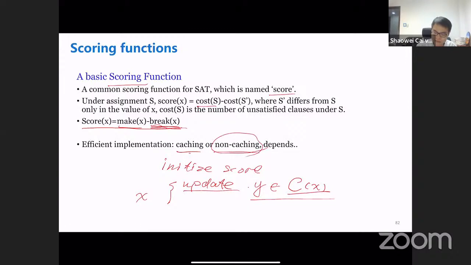And no caching is usually better for the random walk, because at each time we just pick one unsatisfied clause, right? So usually the variables in that clause are not so many, so we can calculate it from scratch.